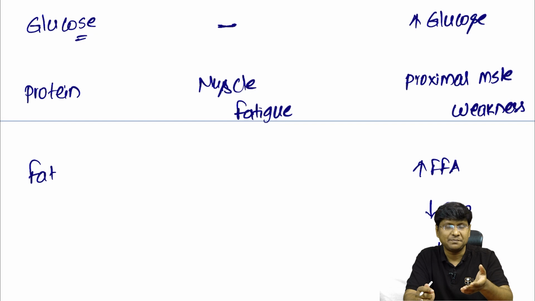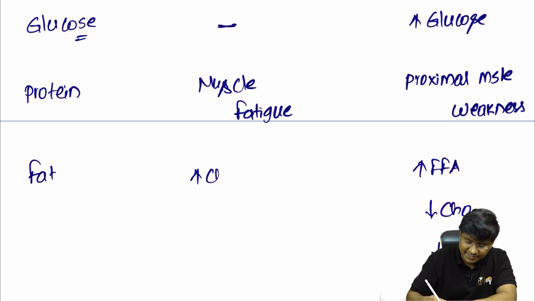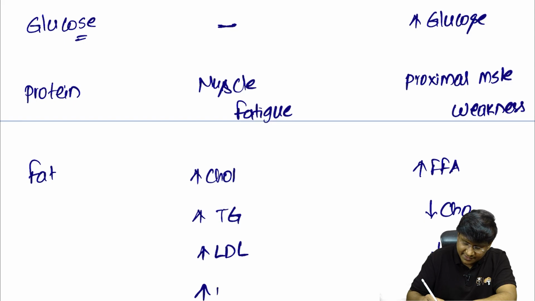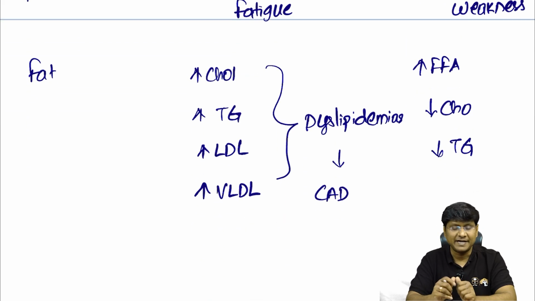So in patients with hypothyroidism, the lipid metabolism does not occur. There will be excess increase in cholesterol and excess increase in triglycerides and excess increase in the LDL and excess increase in the VLDL. So these patients will develop what is called as the dyslipidemias, that will make the individual to develop the coronary artery disease. So that is about the fat metabolism.